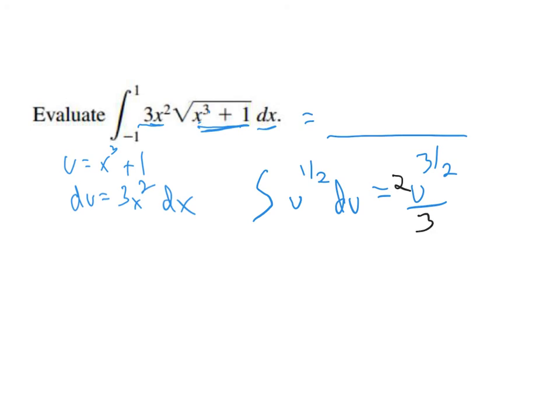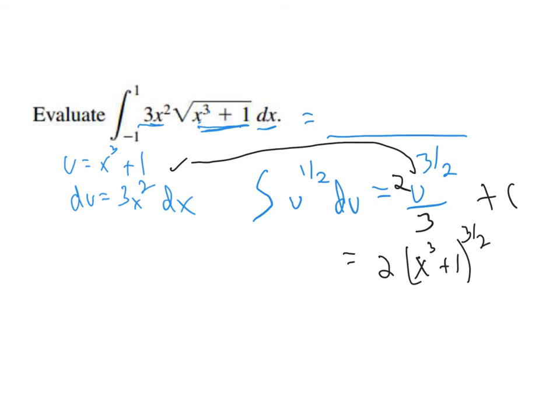And normally it's a plus c here, and it is. But of course, I'm not going to use that. I'm just going to now do my substitution. Since I have identified what u is up here, I'm going to plug that x cubed plus 1 back into the u. So I'm looking at 2 times the x cubed plus 1 to the 3/2 over 3, and that's plus c.